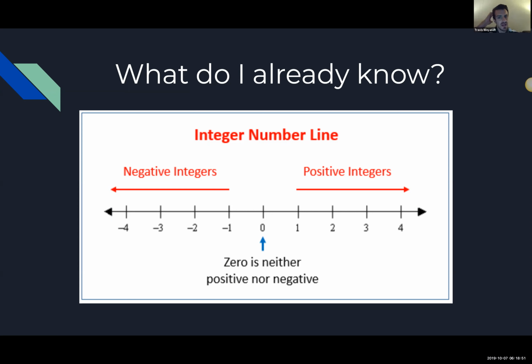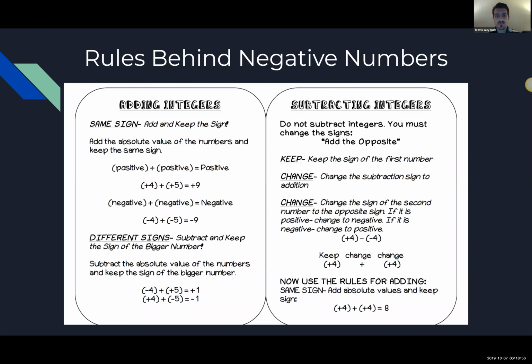So, rules behind negative numbers, and I've shared this in the document in your lesson plan as well. I love this. I call it my little cheat sheet. And what we're looking at is adding and subtracting integers. If you look at adding, we have what's called same sign. So for an example there, we have +4 and +5 equals +9. If they're the same sign, we keep the sign. Even if it's -4 plus -5, it's still -9. We're simply adding and keeping the sign.